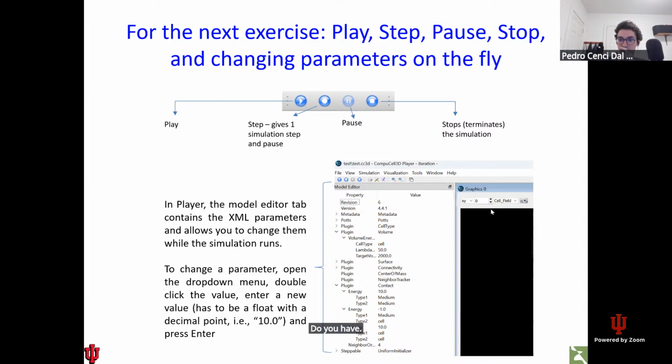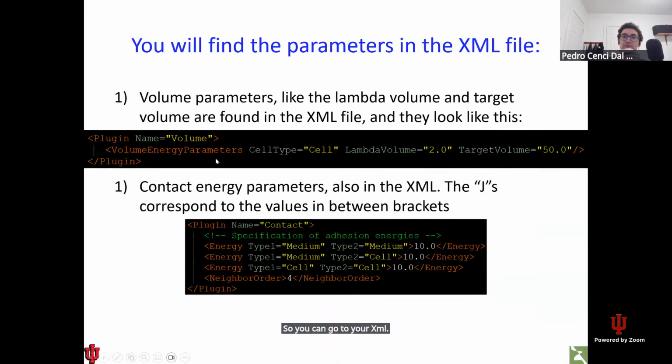Do you have to use the GUI to change parameters? No, you can change the parameters in the editor and then relaunch the simulation. So you can go to your XML, like here, find your parameter values and change them there.